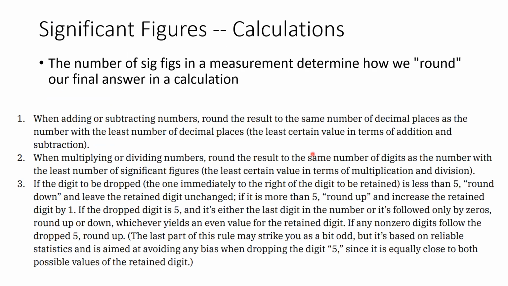Okay, this seems like a lot, but it's really not too complicated. So we'll see a few examples of each of these types of operations. But like I mentioned earlier, depending on if we're doing addition or subtraction, or multiplication or division, we'll have 2 different sets of rules. So with addition and subtraction, round the result to the same number of decimal places as the number with the least number of decimal places.